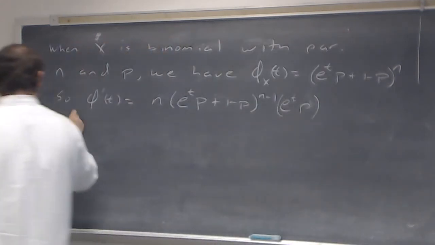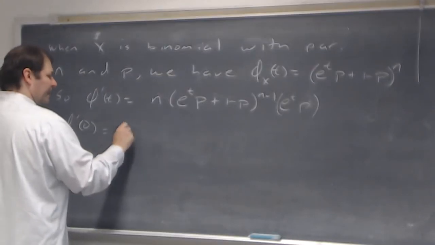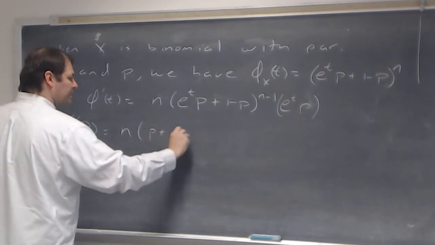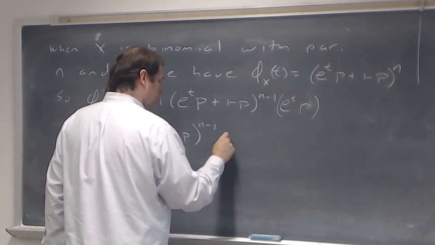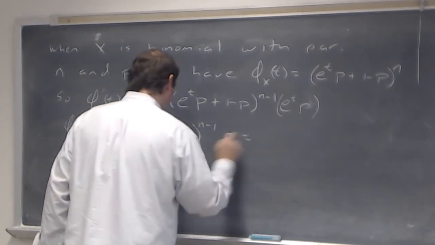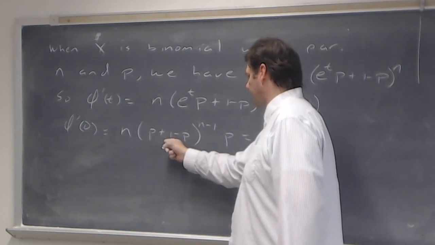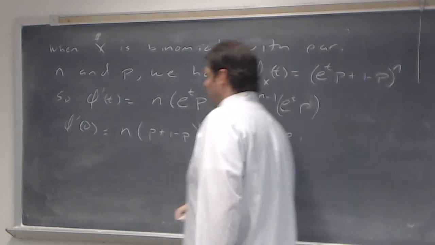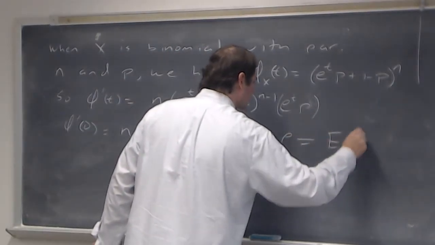When I evaluate that at t equal to 0, this is going to be n. Here e^0 is 1, so it's (p + 1 - p) raised to the n - 1, and e^0 is 1 again, so times p. p minus p is 0, you add 1 to it, you get 1, and 1 raised to any power is 1. So this ends up being np, and that's what we thought. That is the expected value of X.